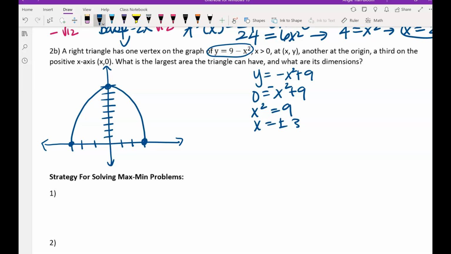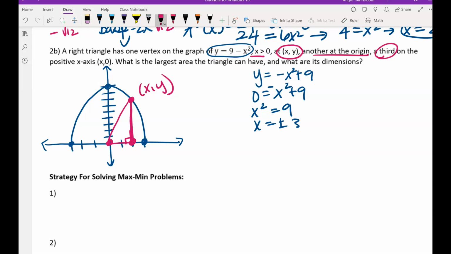The triangle has one vertex on that parabola, but the x has got to be positive at some random point (x, y). Positive x means I'm in quadrant 1. So this is (x, y). Another vertex is at the origin and a third on the positive x-axis. Since it is a right triangle, this is just randomly drawn. Right triangle like that, so that is (x, 0).